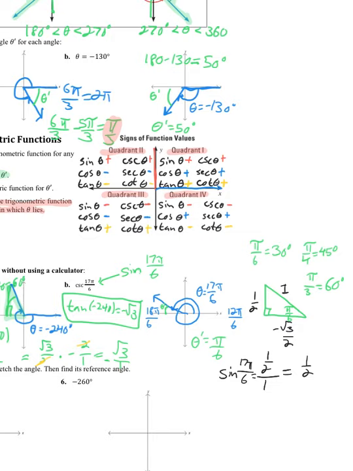Now we have sine is 1/2, so cosecant of 17 pi over 6 is the reciprocal of 1/2, which is 2. That's how we'd find the cosecant of this particular value.